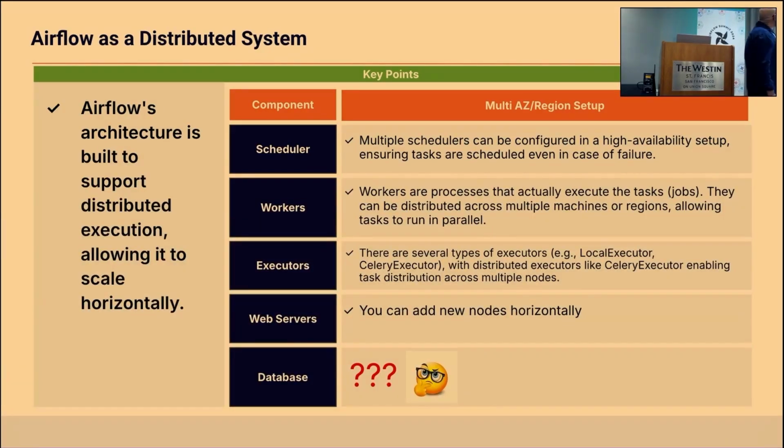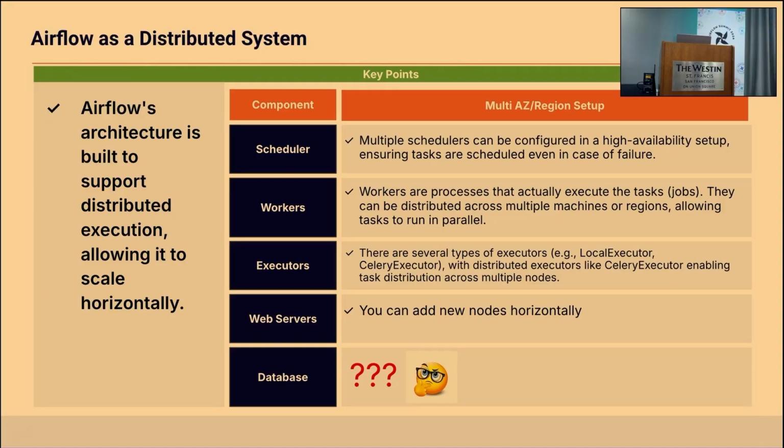On this slide I really want to highlight some key points. Airflow by default is architected to support distributed execution, so you can scale horizontally. There's no limitation from a scaling perspective. What does that mean? If you look at the components one by one, multiple schedulers can be configured in a high availability setup. In the previous diagram, you can have multiple schedulers running in 2 different availability zones, for example.